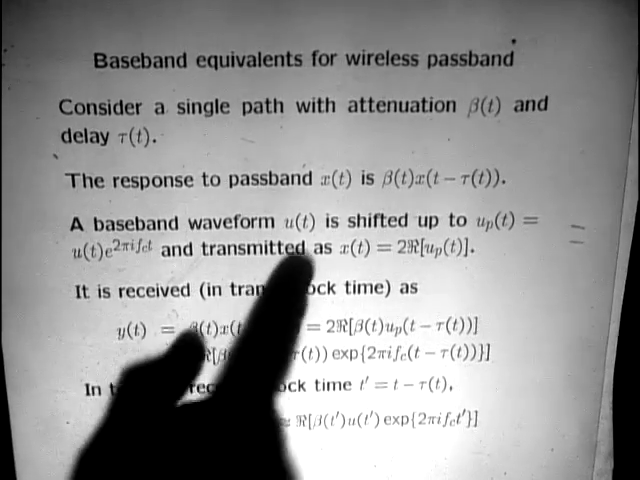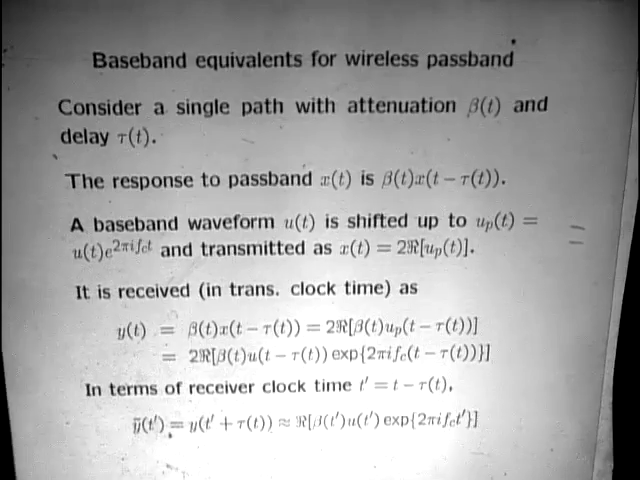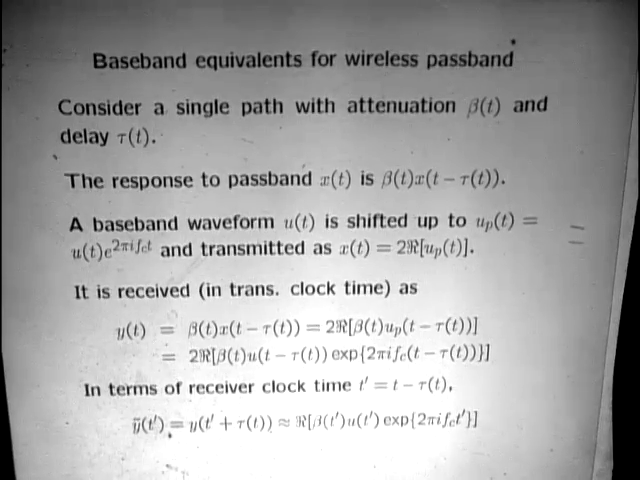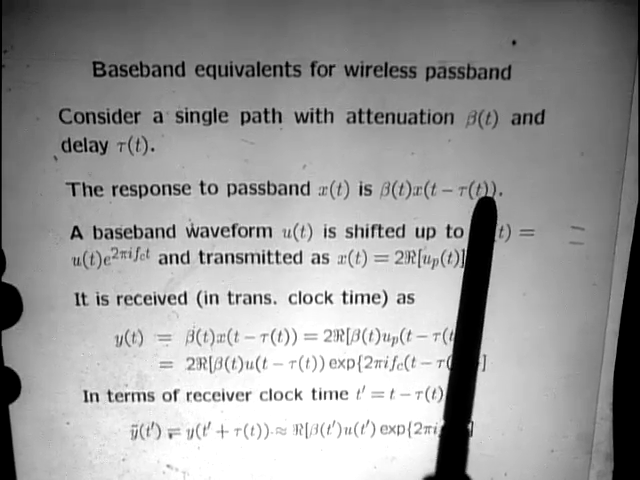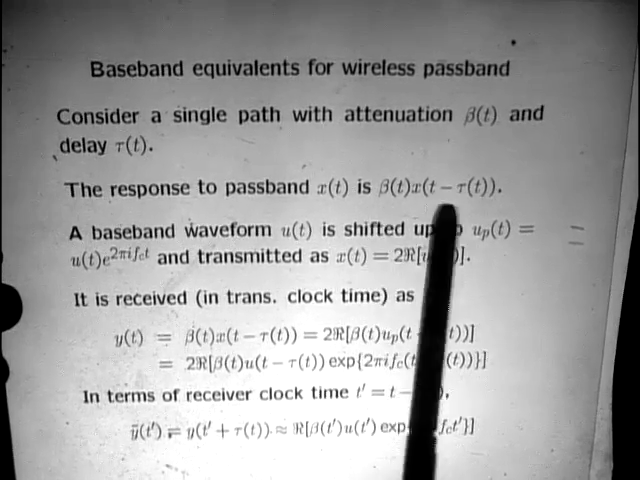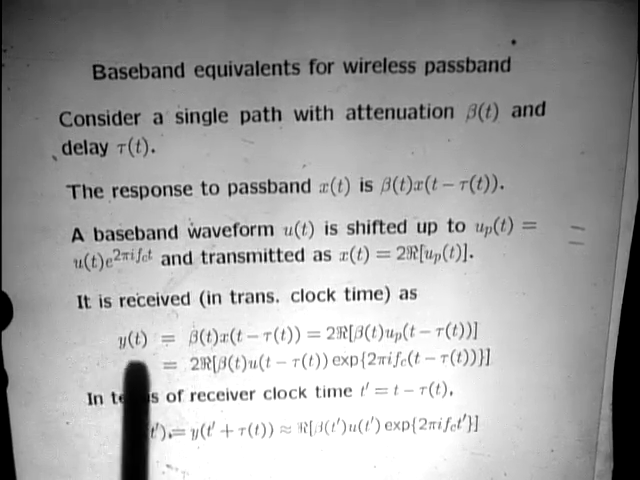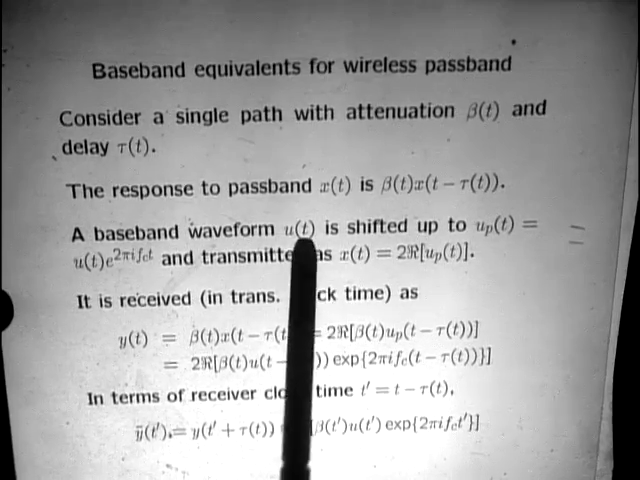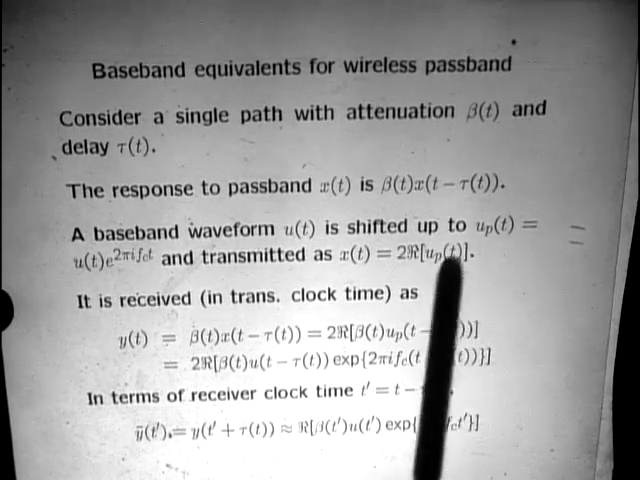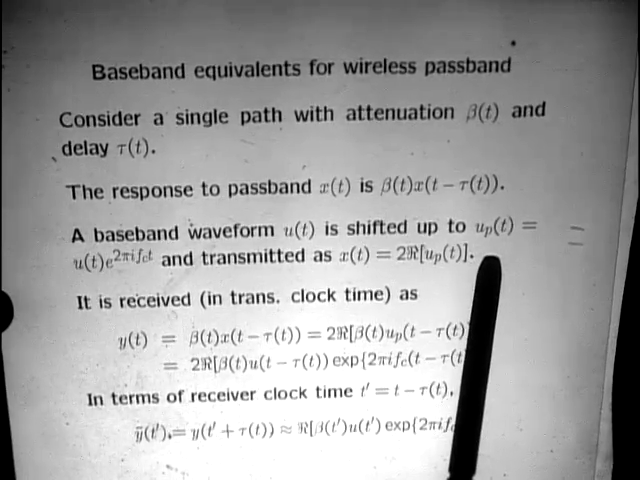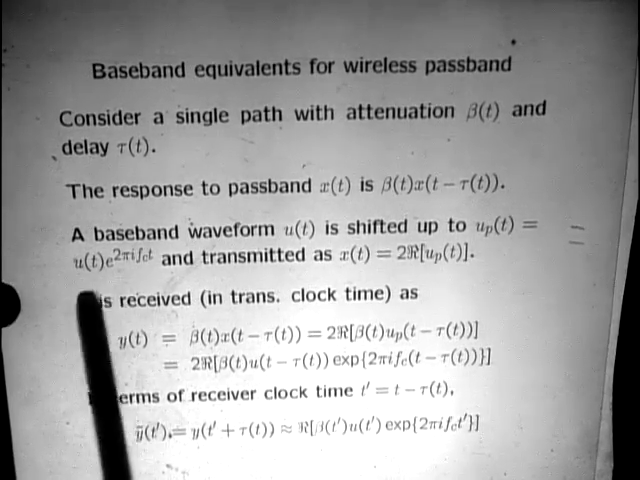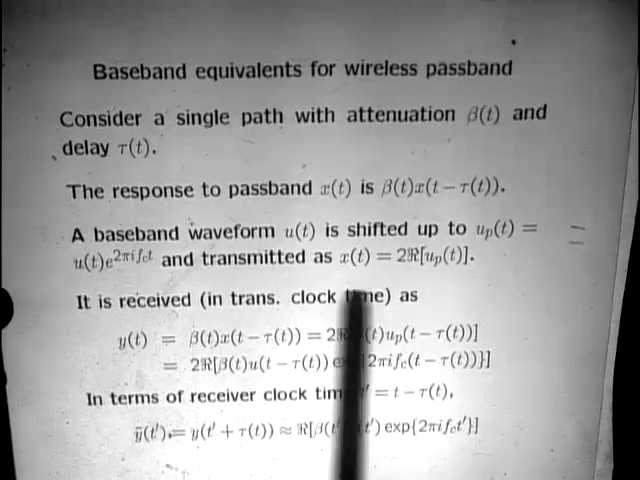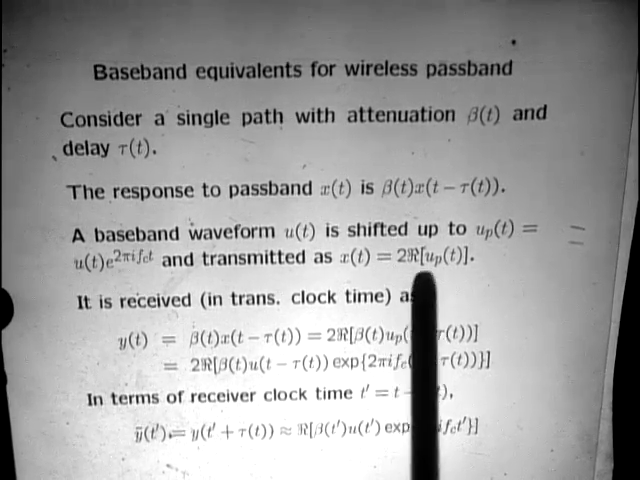So the response at passband to a real waveform x of t is going to be just beta of t times x of t minus tau of t. In other words, here's the delay here, here's the attenuation here, and we just have a single path. Okay, well now if you start out with a complex baseband waveform, say u of t, you're going to shift this up first to a positive frequency band, which we'll call u sub p of t, which is u of t e to the 2 pi i f_c t. And you're going to transmit it as x of t, which is equal to 2 times the real part of that.